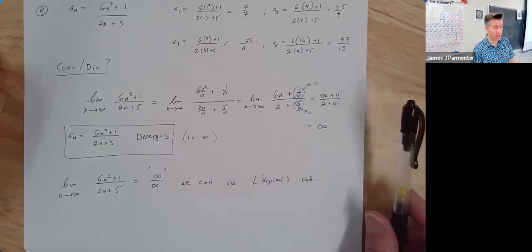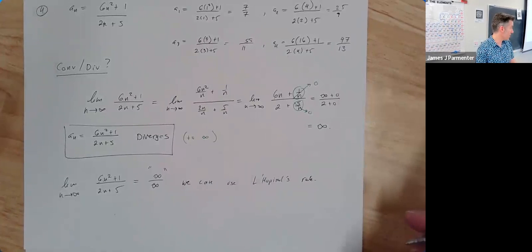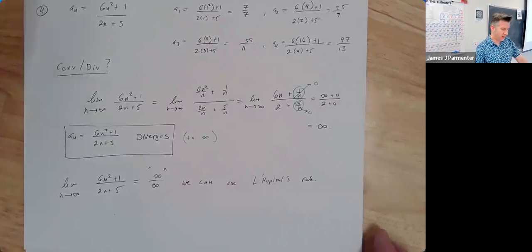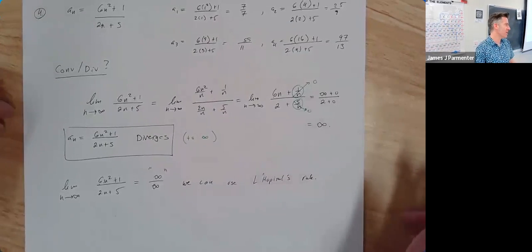The other situation where you're allowed to use L'Hopital's rule is if you have a 0 over 0 type of limit, which we probably don't encounter very much. That's not true. You can encounter that type of limit here.